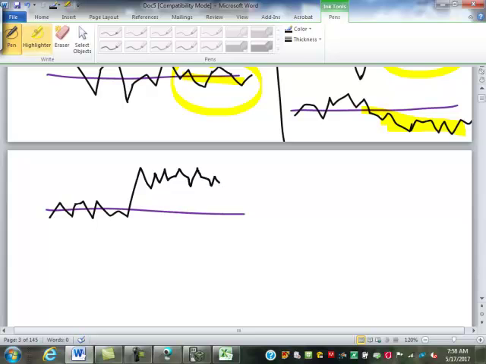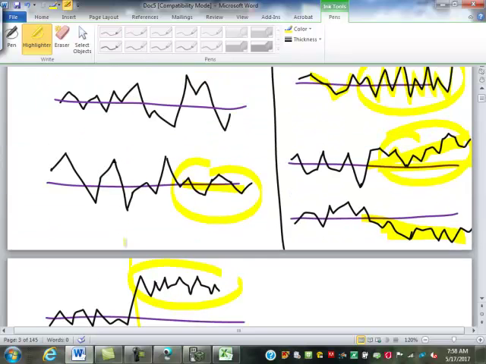What's happened there? Just took a big jump, didn't it? This pattern's fine here, it's just all of a sudden jumped up. So the question is, what can cause these types of things to happen?